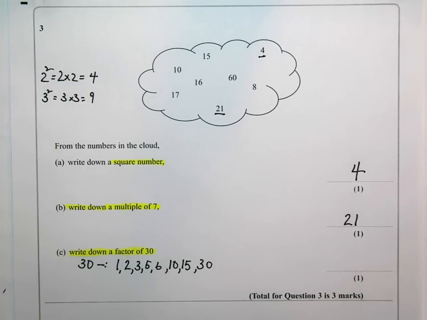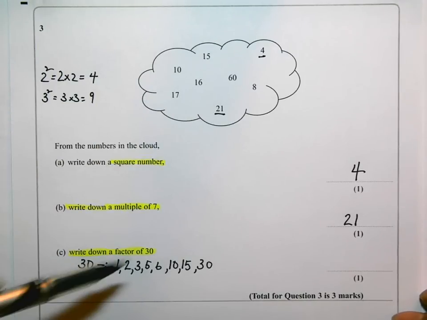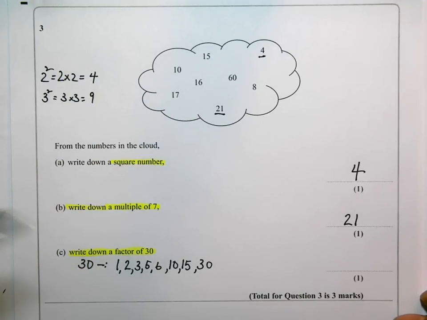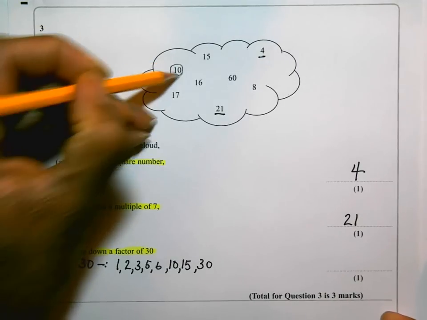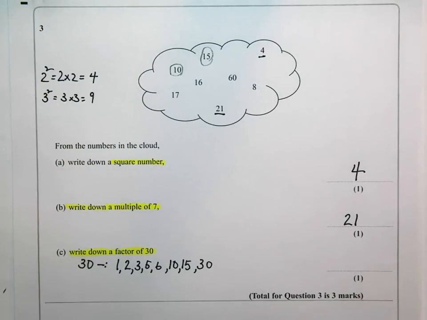But you don't need to do that. You should just be able to check by thinking about each one of those and whether they can go into 30 and don't leave a remainder. And in fact, there's more than one factor of 30. 10 is in there, and so is 15. And it says write down a factor, so I only need to write down one of them. I'm going to put 10.